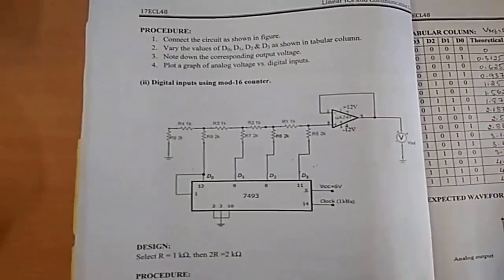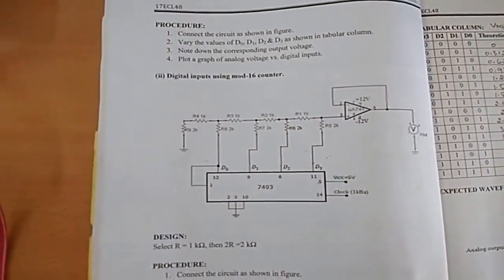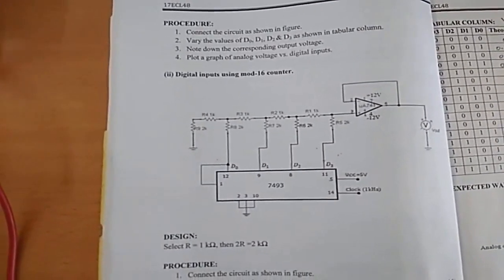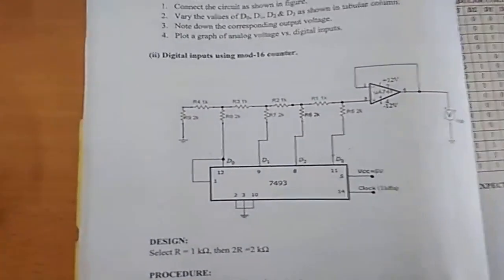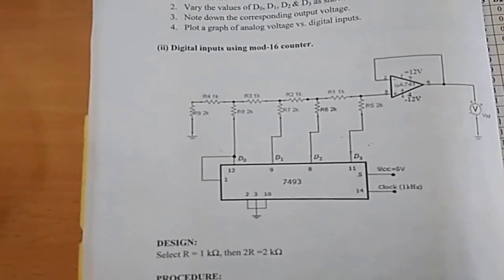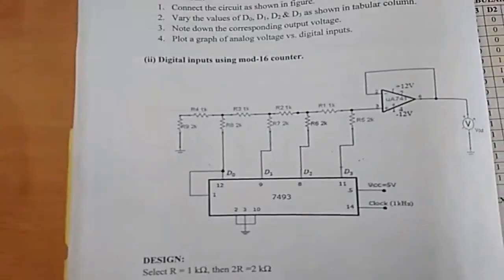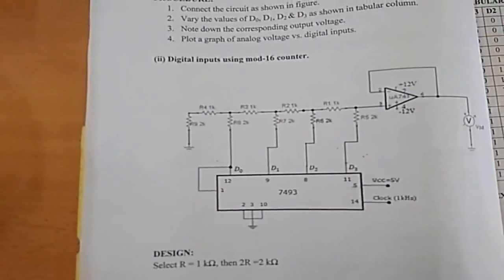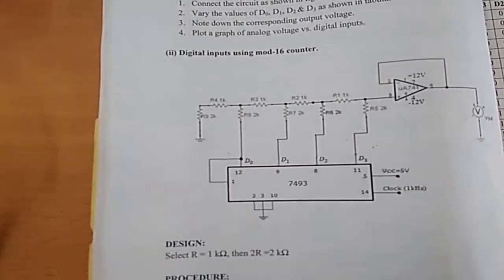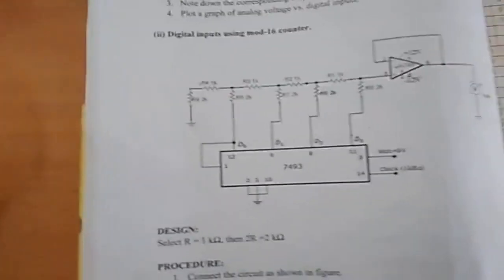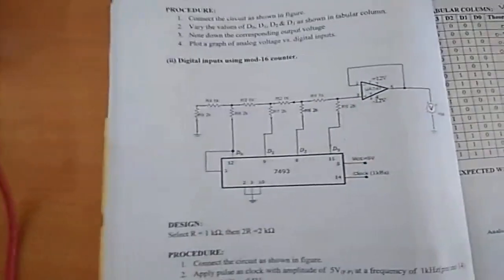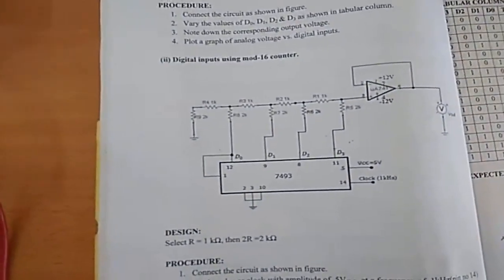Okay, this is the second part of the same experiment, the R-2R DAC. In this case, instead of using switches as digital input, we have used IC7493, which is a mod 16 counter, where pin numbers 12, 9, 8 and 11 are the outputs, which are used as the input for my circuit. When I apply a clock pulse, the counter will change its state from 0000 to 1111, and those outputs are given to the input of my DAC circuit, which will convert them into the analog output.